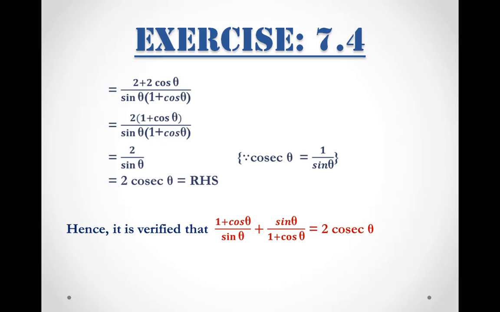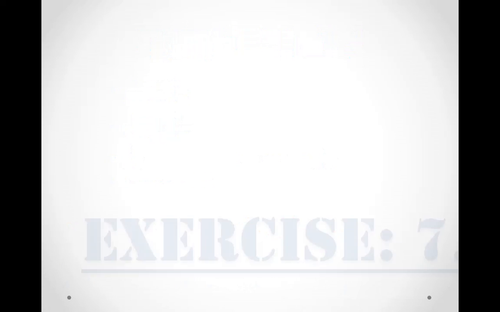Taking 2 as common from the place of numerator, we have 2 into (1 plus cos theta). Now well clear that 1 plus cos theta at the place of numerator and 1 plus cos theta at the place of denominator will go cancelled. We are left with 2 over sin theta. We have just discussed in the previous solution that reciprocal of sin is cosecant, so we have in the next step 2 cosecant theta, that exactly is equal to right hand side. Hence we have verified that the whole left hand side given in the question becomes equal to the right hand side. Hope you all understand.